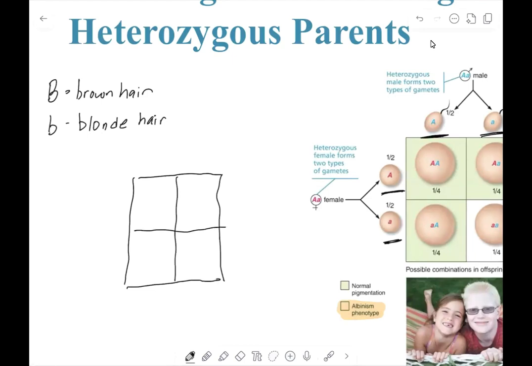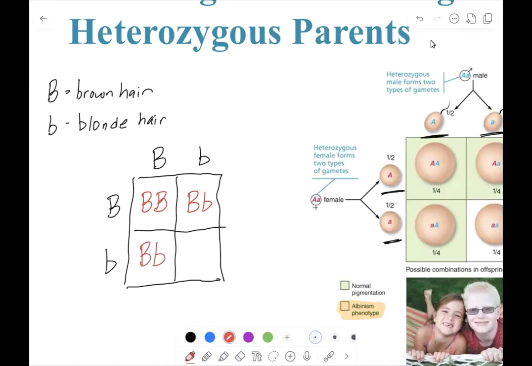If the mother or the father, it doesn't matter whether you put the mother or father on the top or on the side, one is heterozygous, and the other is also heterozygous. When we cross them, we end up getting two capital B's, a capital B and a lowercase b, another capital B and lowercase b. Again, it doesn't matter if you put the lowercase b first or last. And then finally, two lowercase b's.